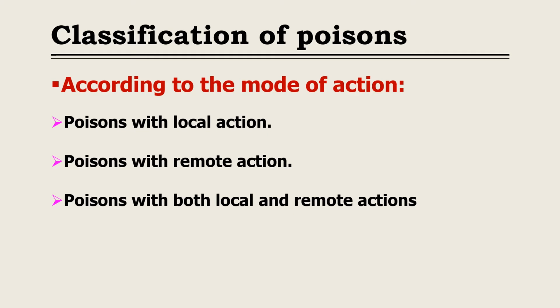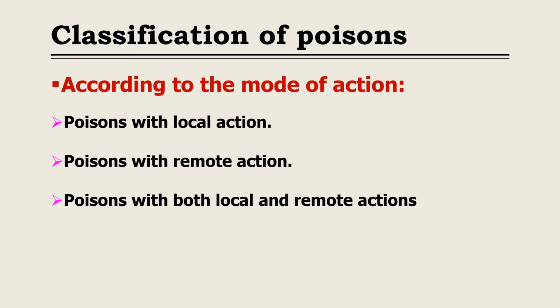The examples for poisons with remote action are poisons of plant origin, like opiates, atropine, strychnine, amphetamine, cocaine, nicotine. All these substances will produce their effect after absorption. Lastly, we have poisons acting by both local and remote effect, or we can call it dual effect.